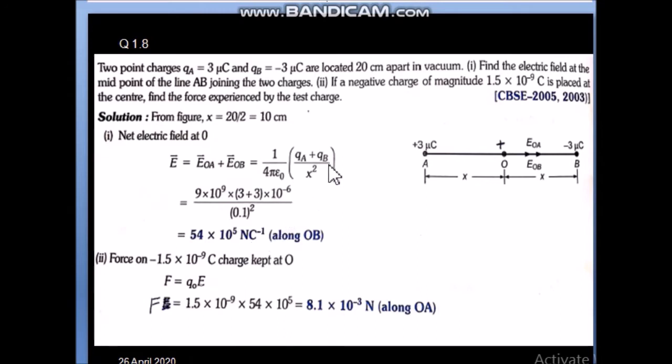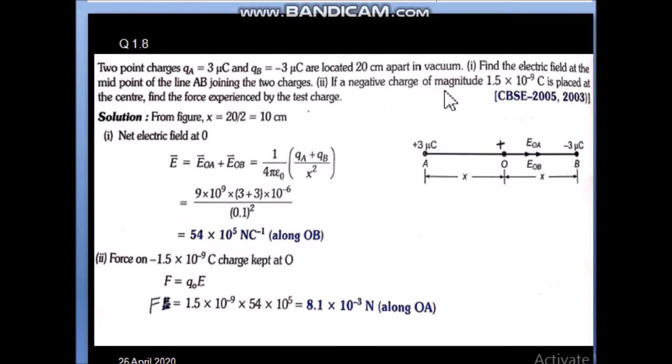Remember one thing, that we don't have to use the sign of the charge here. That means plus 3 microcoulomb, and here also we will use plus 3 microcoulomb only, because it has been also discussed before that for vector quantities we don't take the sign of the charge, we only take the directions of electric fields, individual electric fields. So this way electric field is achieved.